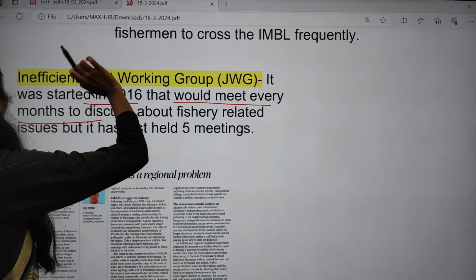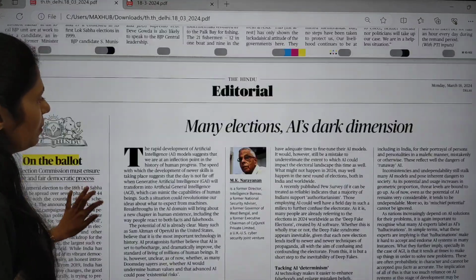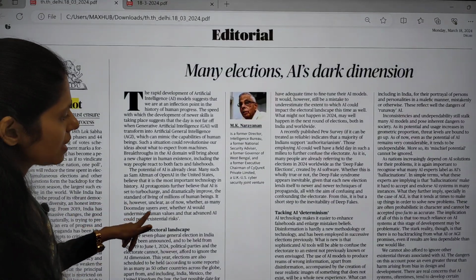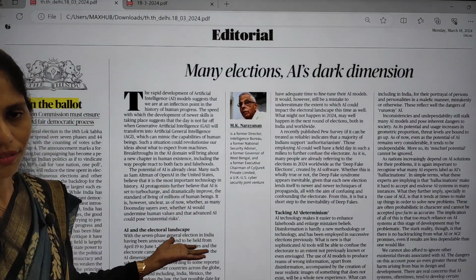Directly now you can move on to the editorial page. This editorial page is about elections, and we have already discussed it a number of times here.